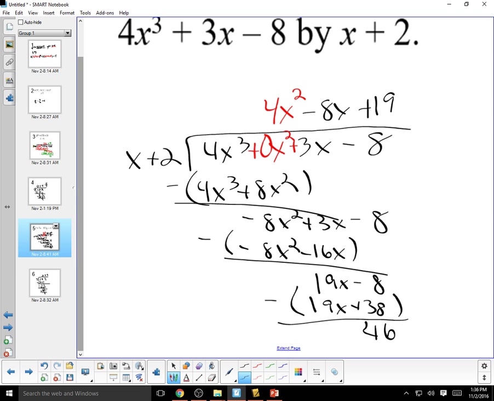So how do I write the remainder? 46 over x plus 2.